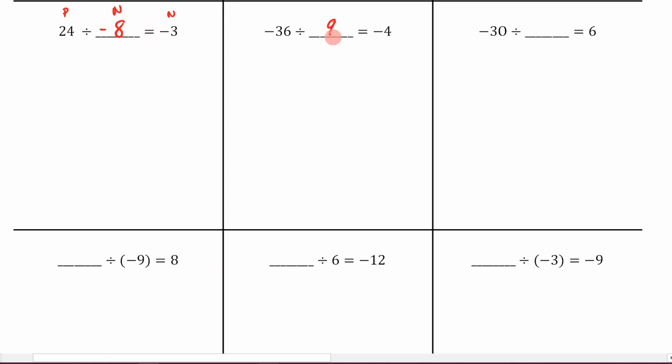That's going to have to be 9. It's going to have to be 9 there. Now, if this is negative and this is negative, this is going to have to be positive. So I just leave it like that.